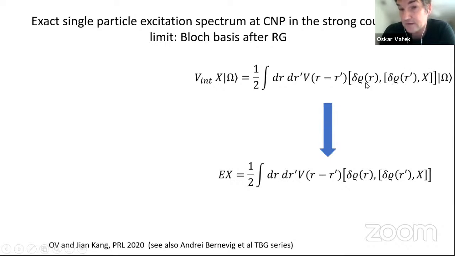And of course, you can continue doing this. Now you would have a delta rho times a commutator. But again, because delta rho annihilates omega, you can write it as a commutator. Now, what does this buy you?